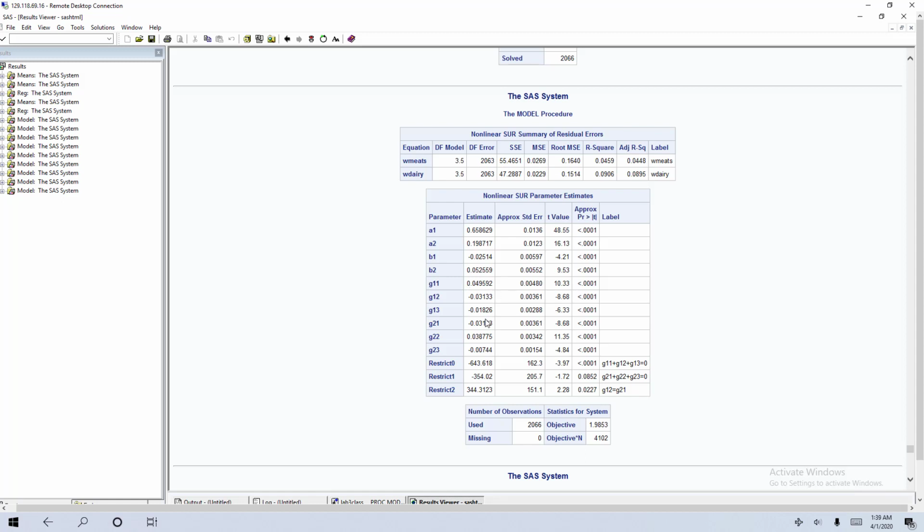Let's look at the symmetry restriction. We say that γ1,2 is restricted to be equal to exactly γ2,1. That's easier to check. So you see you have minus 0.31 and γ1,2 is minus 0.31 and γ2,1 is also minus 0.31. Okay, so that's satisfied.